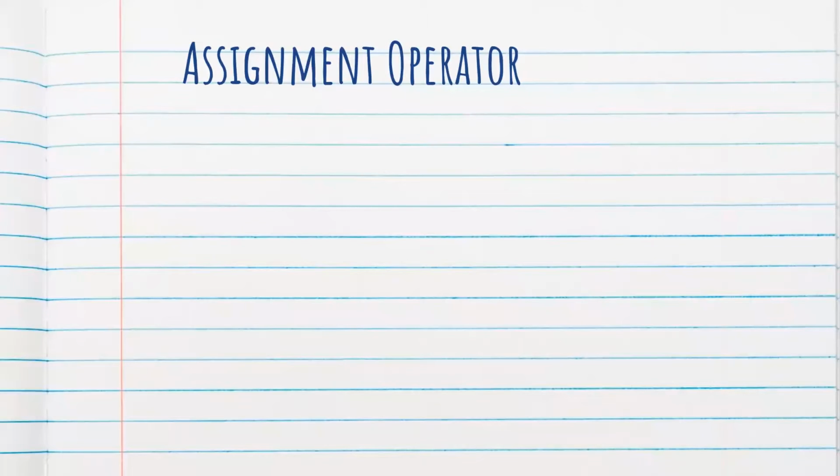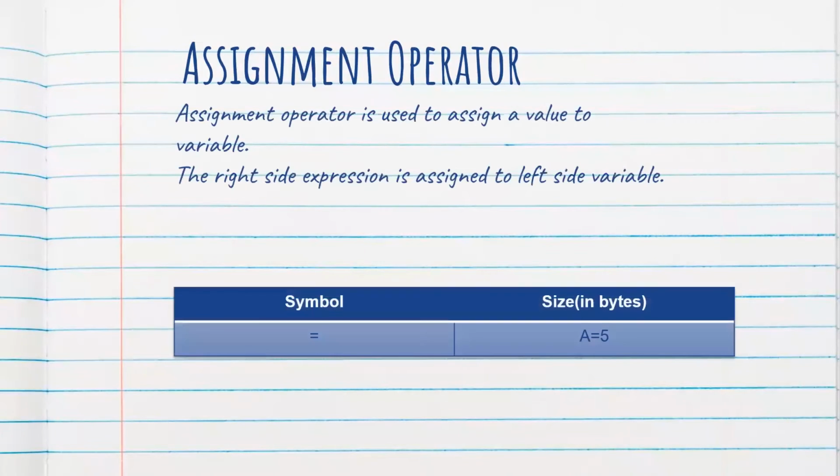The next operator is assignment operator. Assignment operator is used to assign a value to a variable. For example, whenever we have to assign data, we can do it by using an assignment operator, and it works in a very simple way. That is, the left side variable will take the value of right side expression. Here is an example where I've written a is equal to 5. Here 5 is a data that will be assigned to variable a.